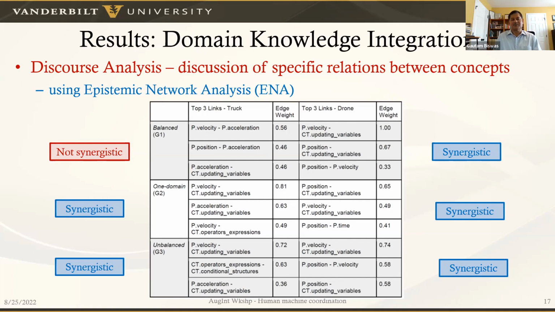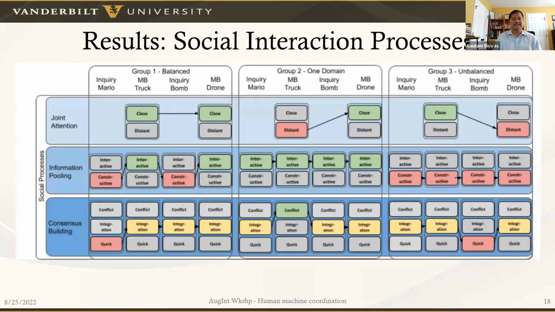high knowledge student was dominating all of the discussions and the model building processes. Since he had sufficient knowledge, the conversations were very synergistic, but the low prior knowledge student was not participating much. This is a very busy figure looking at their joint attention, the information pooling and consensus building.